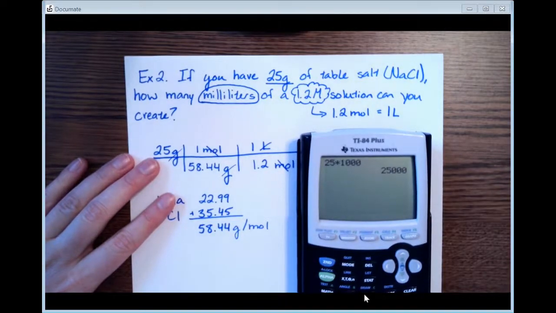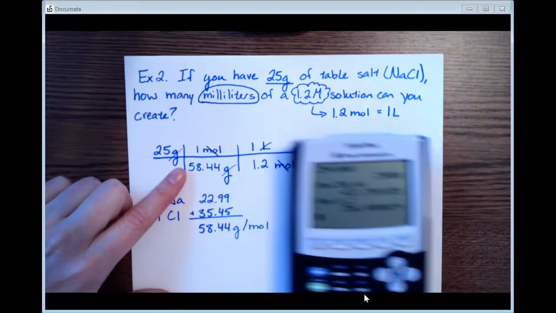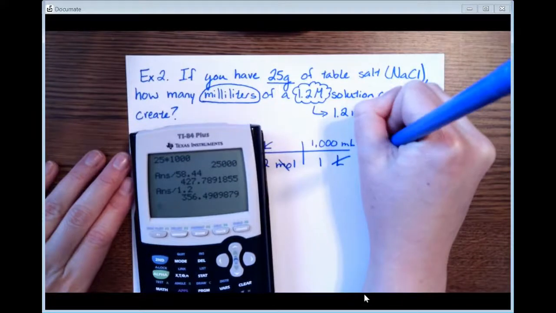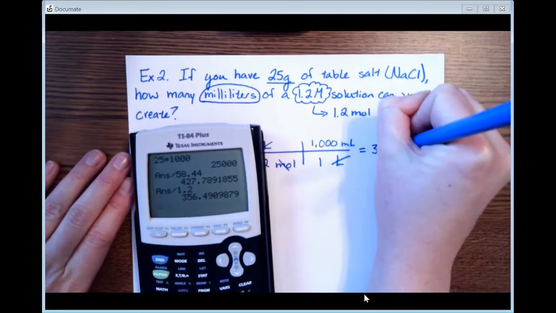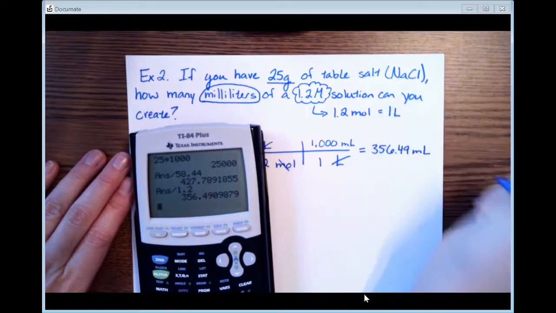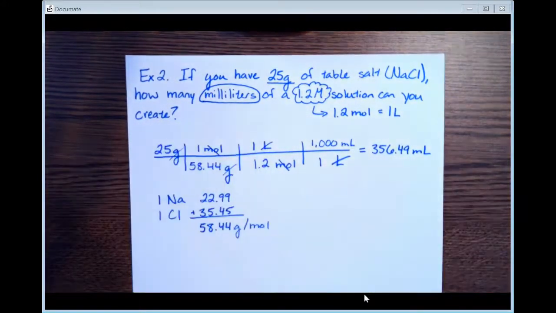Okay, and then we're going to divide by the numbers in the denominator on the bottom. So divide by 58.44, divide by 1.2. Okay, so the number that my calculator spits out, 356.49 milliliters. Okay, but we need to use our brains now to think about sig figs.